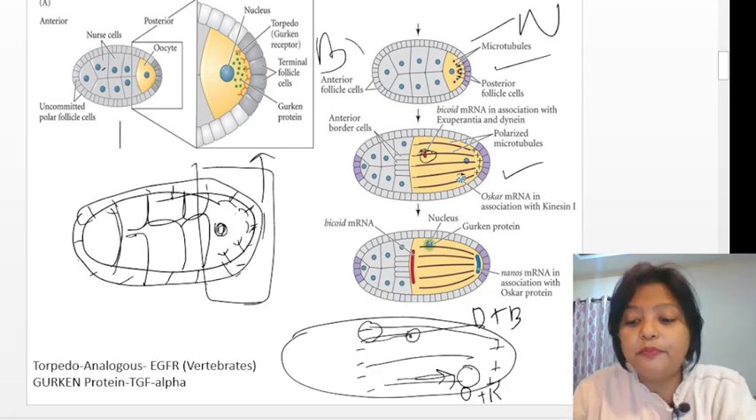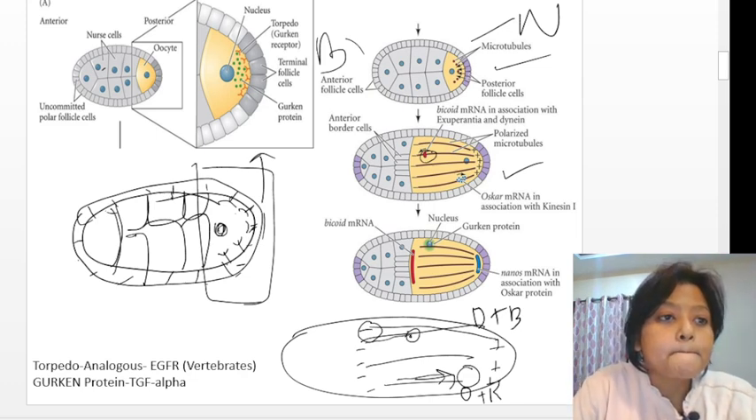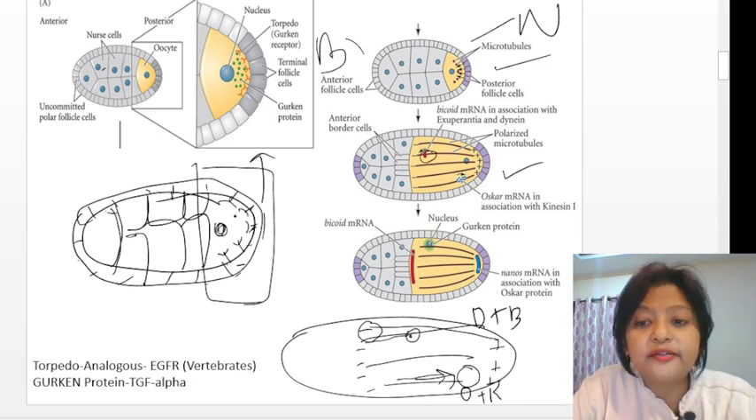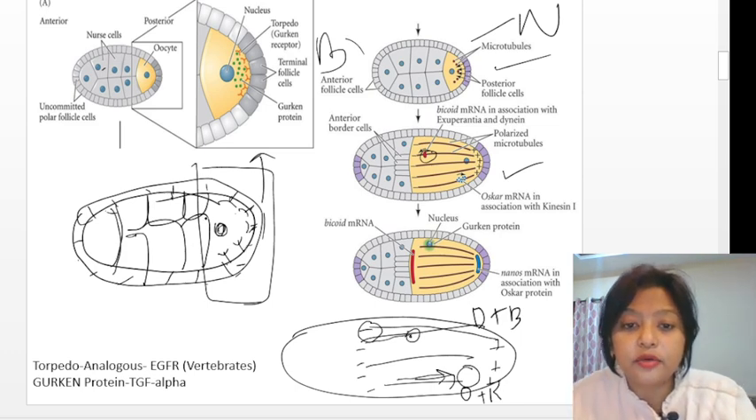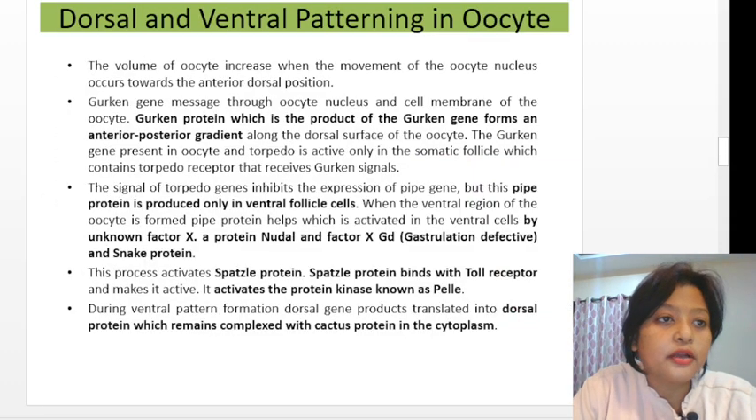So I'll just mention to you a bit more in detail. See, this Gurken mRNA, I told you, is forming and coming out from the nucleus. From here, Gurken protein. Okay, let's take a new slide out here. Let's explain it out here. It will be helpful for you also.